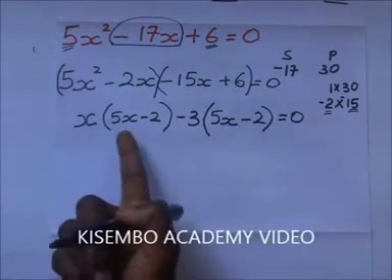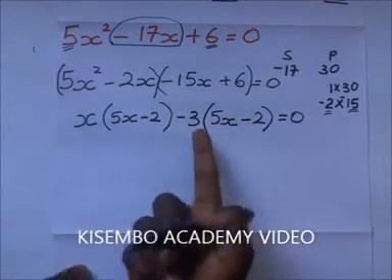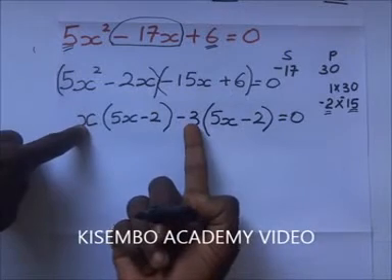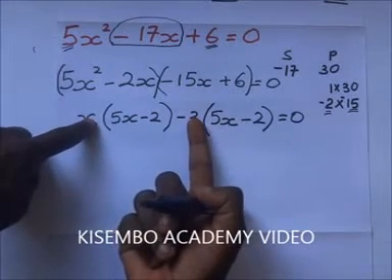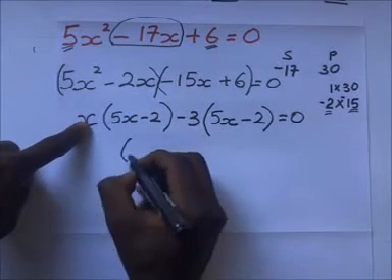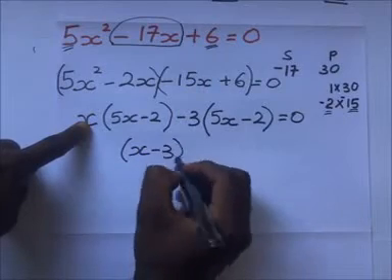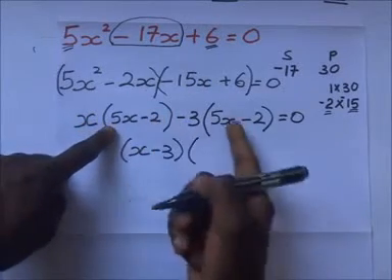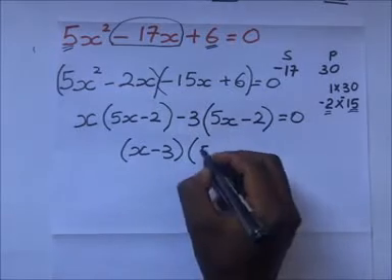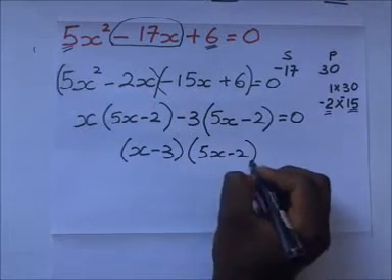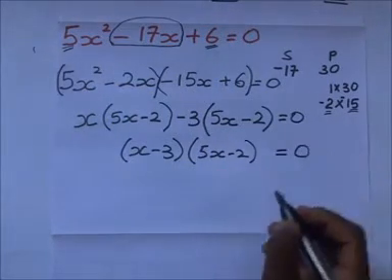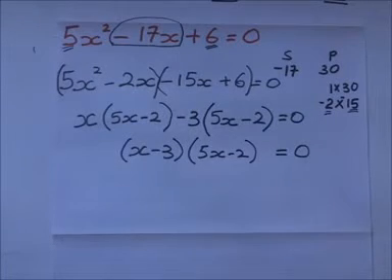So you realize that we have the same terms in the brackets, and we have these outside the bracket. So we put the terms outside the brackets in their own bracket, x minus 3, into 5x minus 2 is equal to 0. So at that point, we have factorized this quadratic equation.